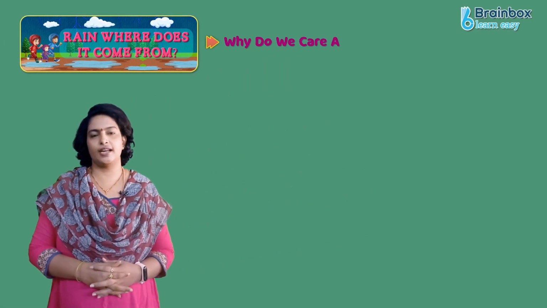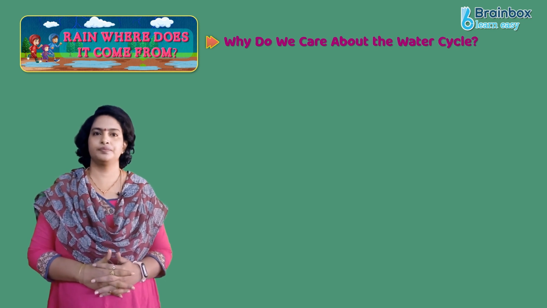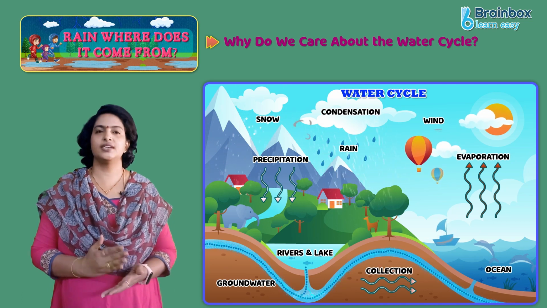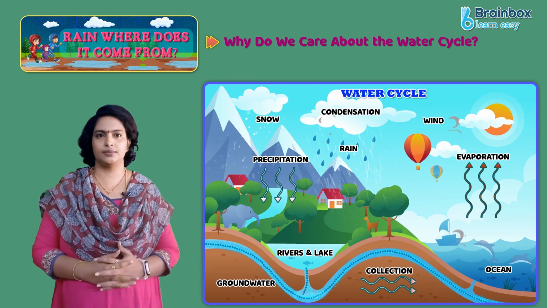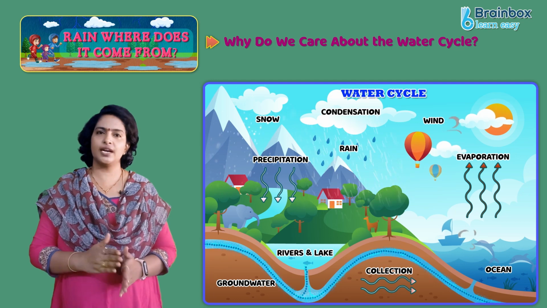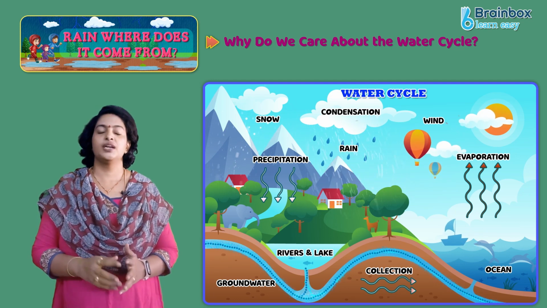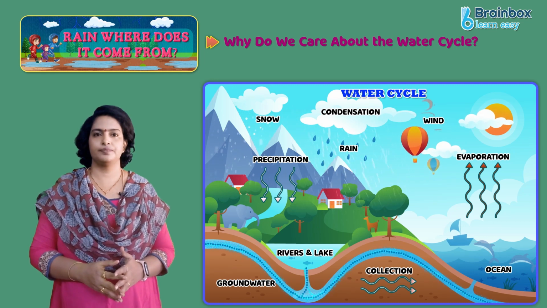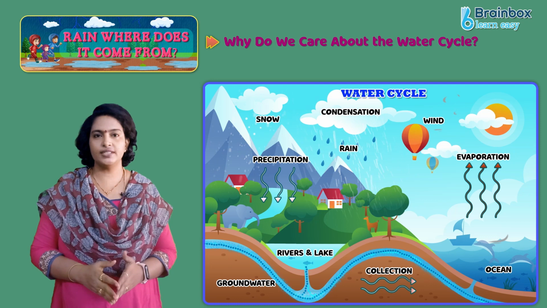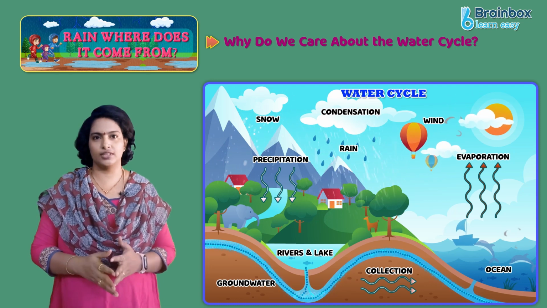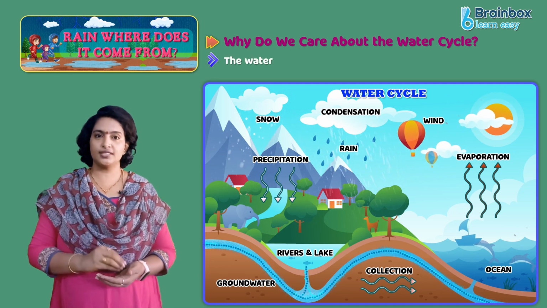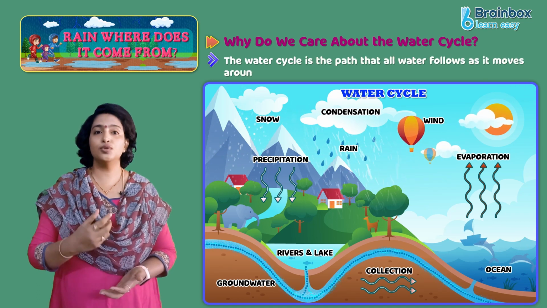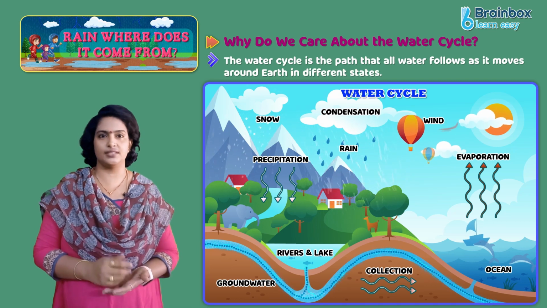Why do we care about the water cycle? We care about the water cycle because water is necessary for all living things. So, wind constantly moves water around, driving a water cycle that permits life and alters landscapes all over the planet. So, the water cycle is the path that all water follows as it moves around the earth in different states.